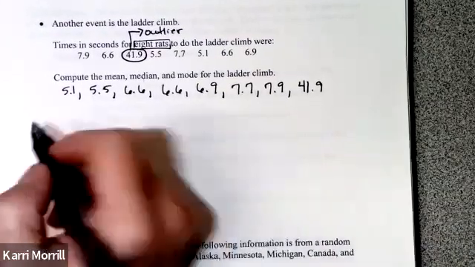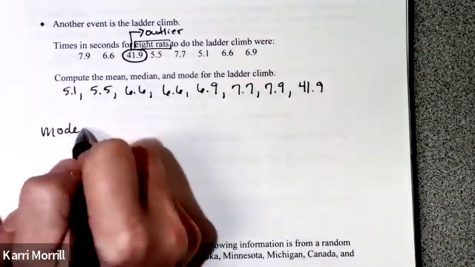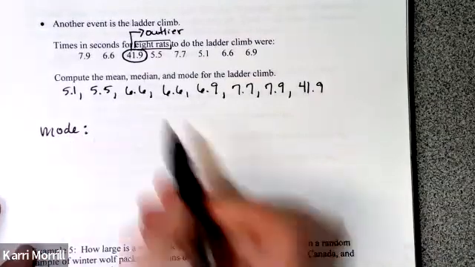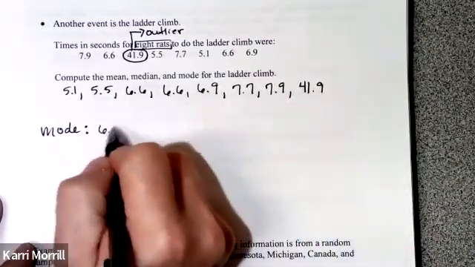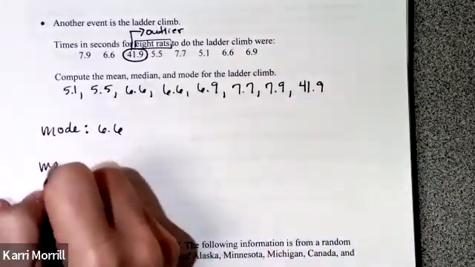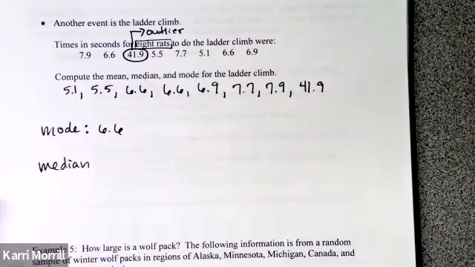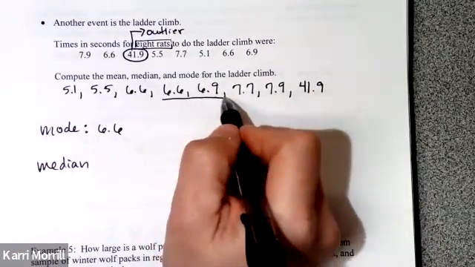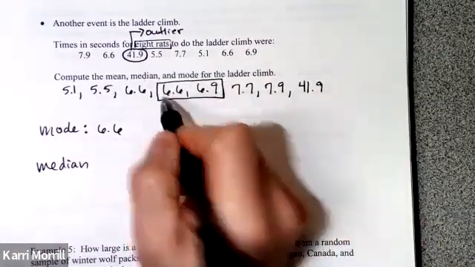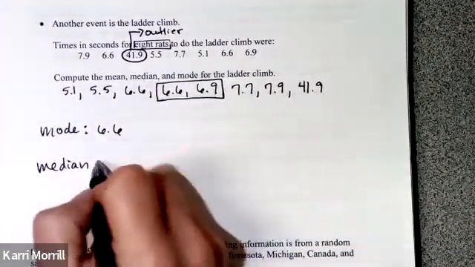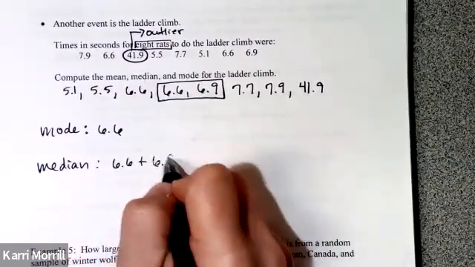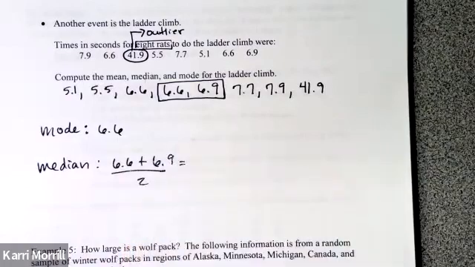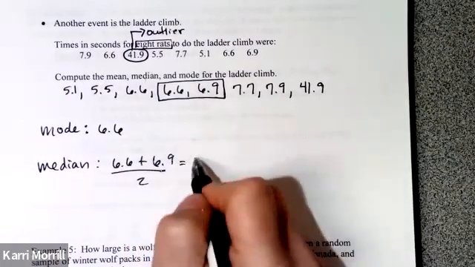All right, the mode is the number that repeats the most. Looks like 6.6 is the only one that repeats, so the mode is 6.6. For the median, since this is an even amount of numbers, our 4th and 5th numbers are the middle digits, so we have to find the average of them. 6.6 plus 6.9 divided by 2 gives you 6.75.